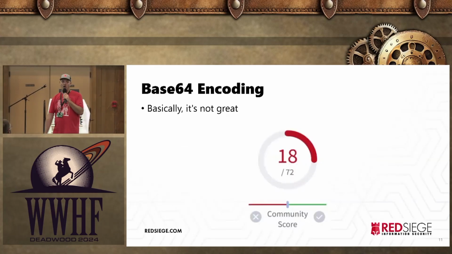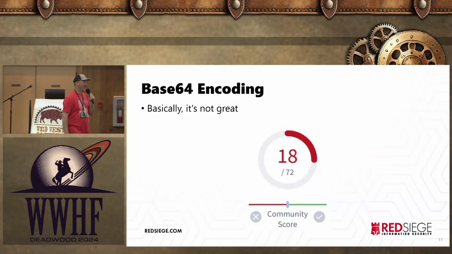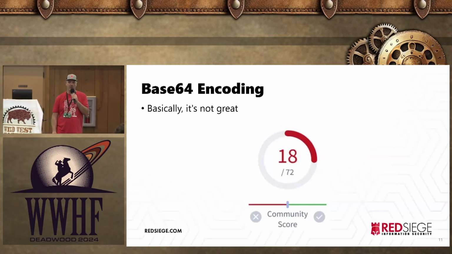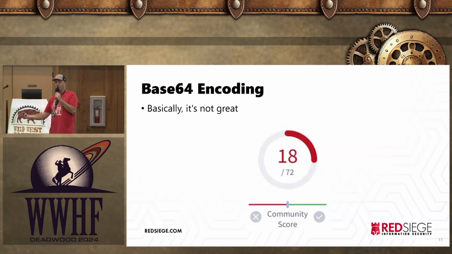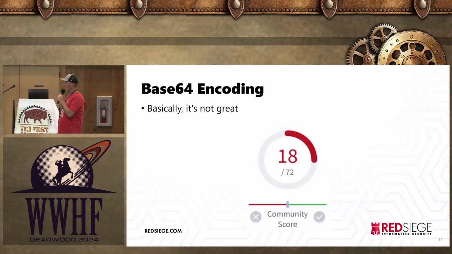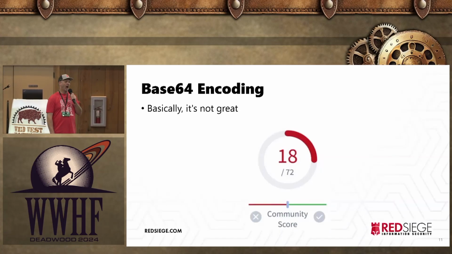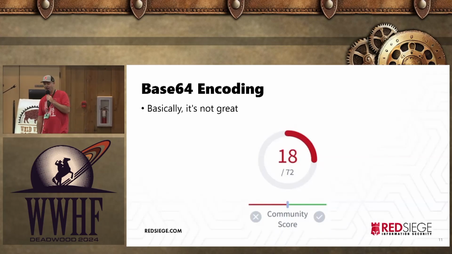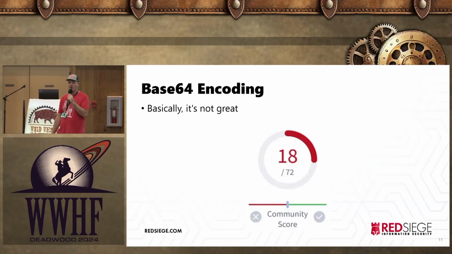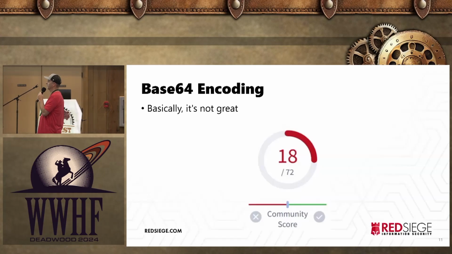So base64 encoding. Base64 encoding is probably the most simple obfuscation technique that we could use. There's no encryption, it's just encoding. And 18 of 72 engines detected that. So I wouldn't recommend this, but also, man, only 18 and it's only base64. You can't get much simpler than this.